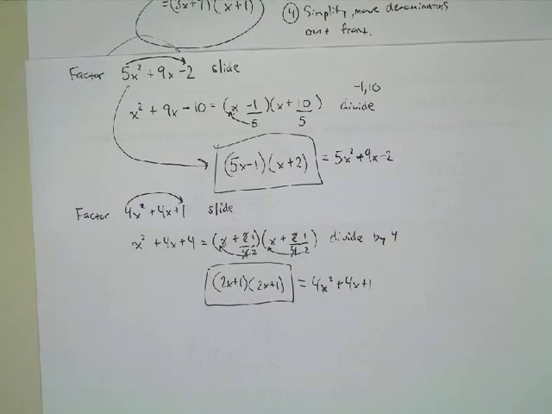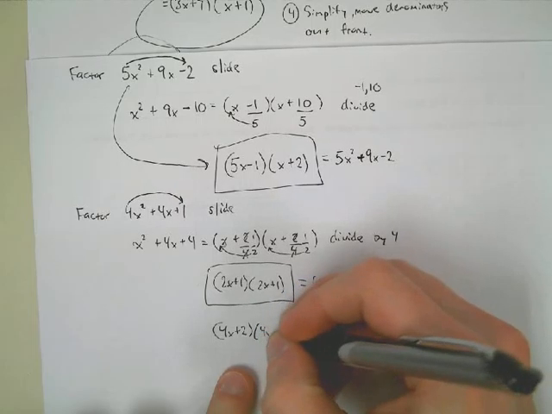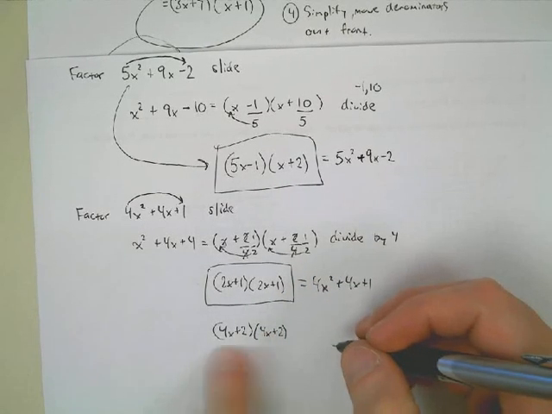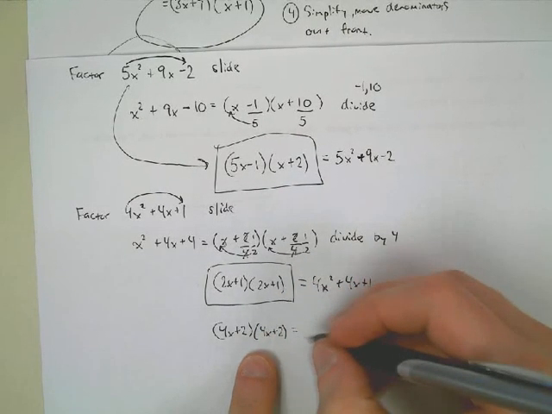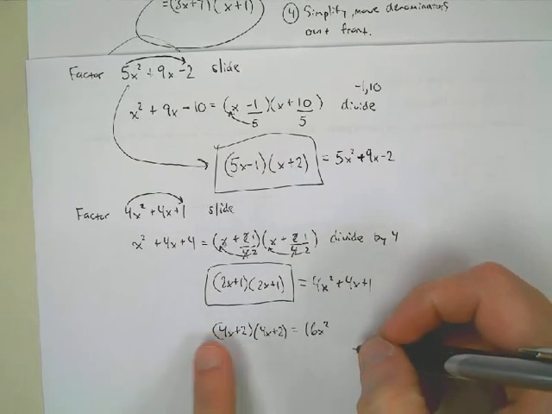If you multiply these two things out, 4x times 4x is 16x squared. 2 times 4x is 8x. 2 times 4x is another 8x. 2 times 2 is 4. So you're going to end up with 16x squared plus 16x plus 4. You see that they're not the same. We could factor a 4 out, yes.